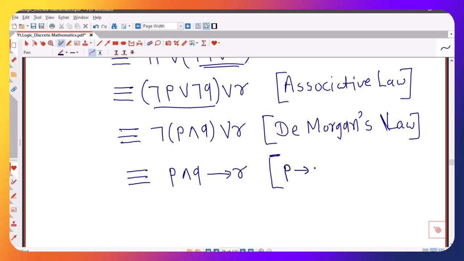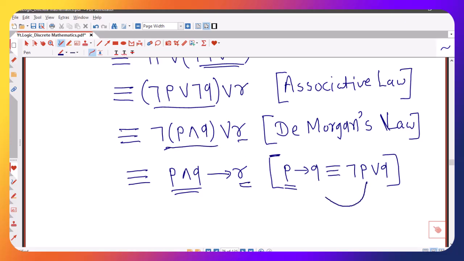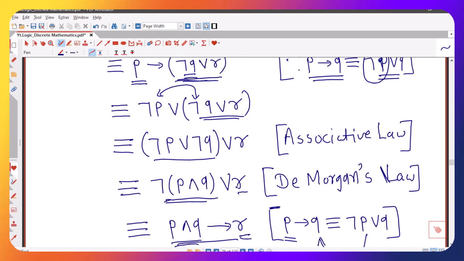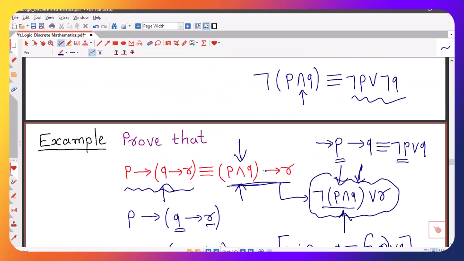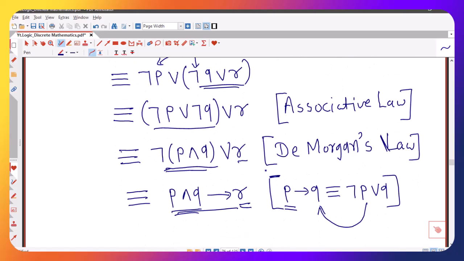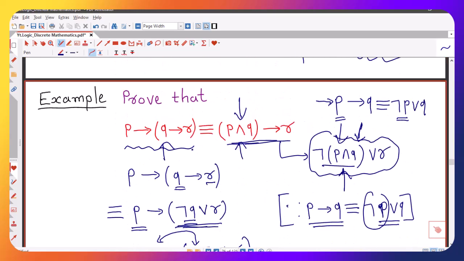Using this logical equivalence, P implies Q is equivalent to negation P or Q. Here instead of P we have P and Q, so negation of (P and Q) or R. So we are applying in this way, negation P or Q is equivalent to this, and this is what we wanted to prove, (P and Q) implies R. So you can see within few steps I am able to prove that these two are logically equivalent.